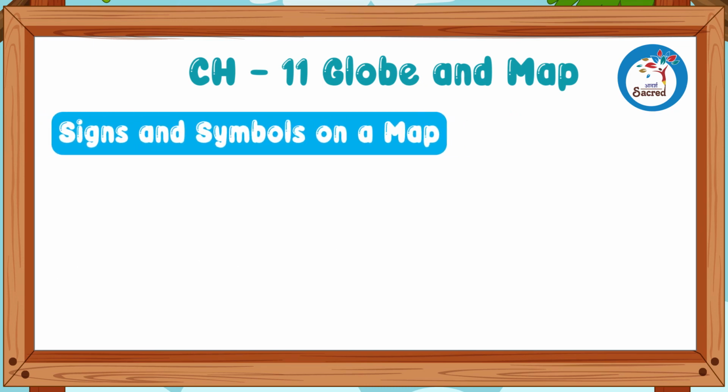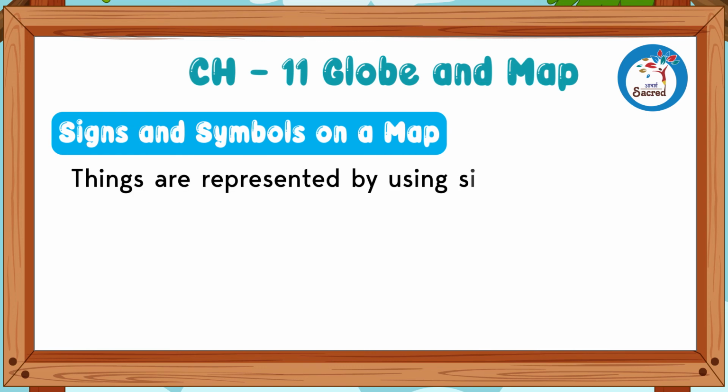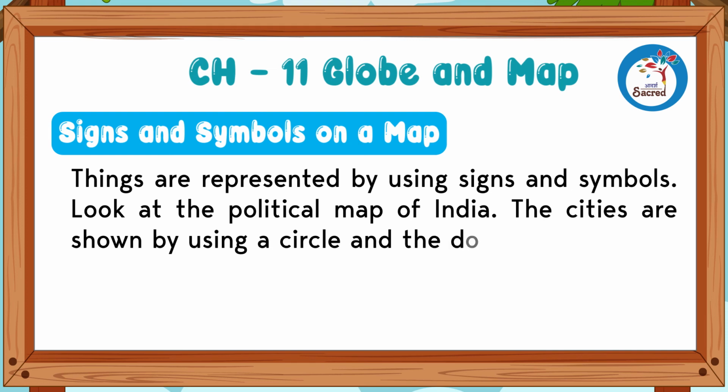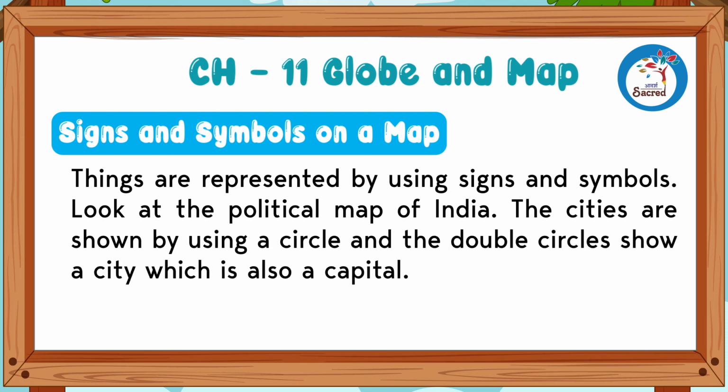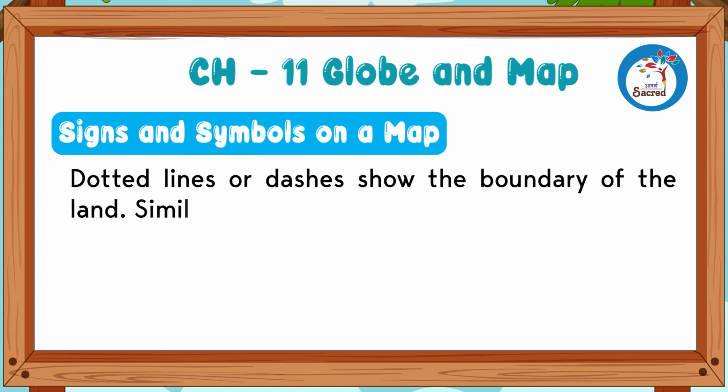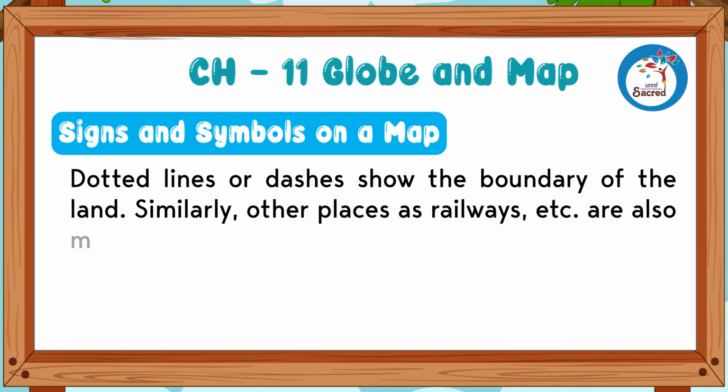Signs and symbols on a map. Things are represented by using signs and symbols. Look at the political map of India. The cities are shown by using a circle and the double circles show a city which is also a capital. Dotted lines or dashes show the boundary of the land. Similarly, other places such as railways, etc. are also marked by using symbols.